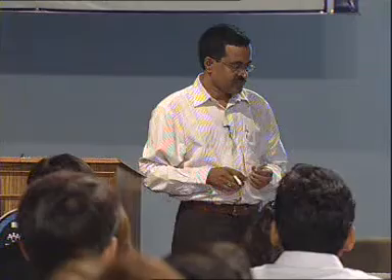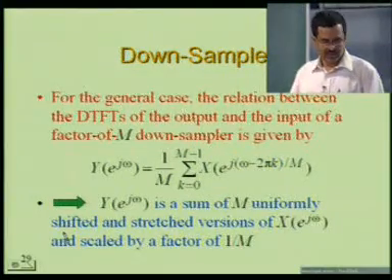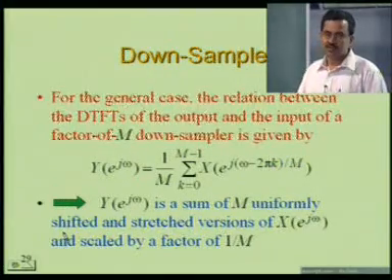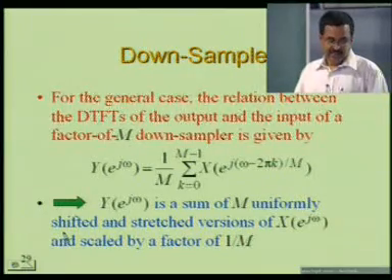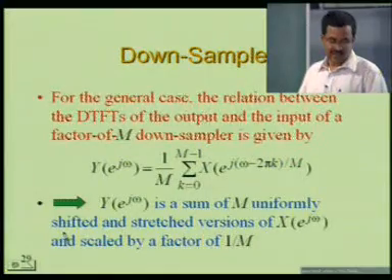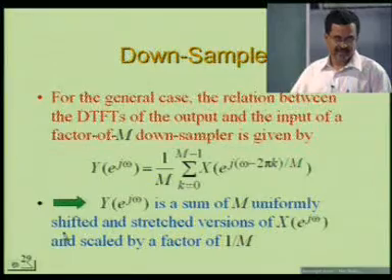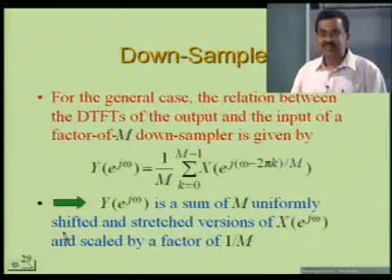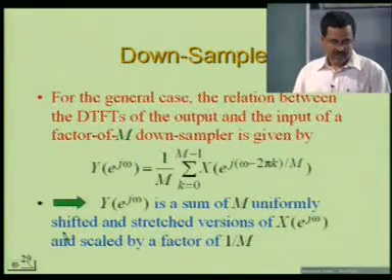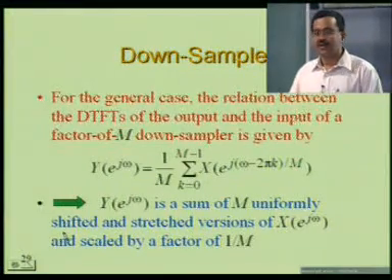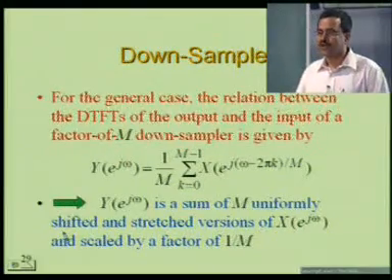For the general case, the relation between the discrete time Fourier transform of the output and the input of a factor of capital M downsampler is given by Y(e^jω) equal to 1 divided by M times the sum over k from 0 to M minus 1 of X(e^j(ω minus 2πk)/M). Y(e^jω) is a sum of M uniformly shifted and stretched versions of X(e^jω), where X(e^jω) is the frequency spectrum of the original input sequence, scaled by a factor of 1 divided by M.